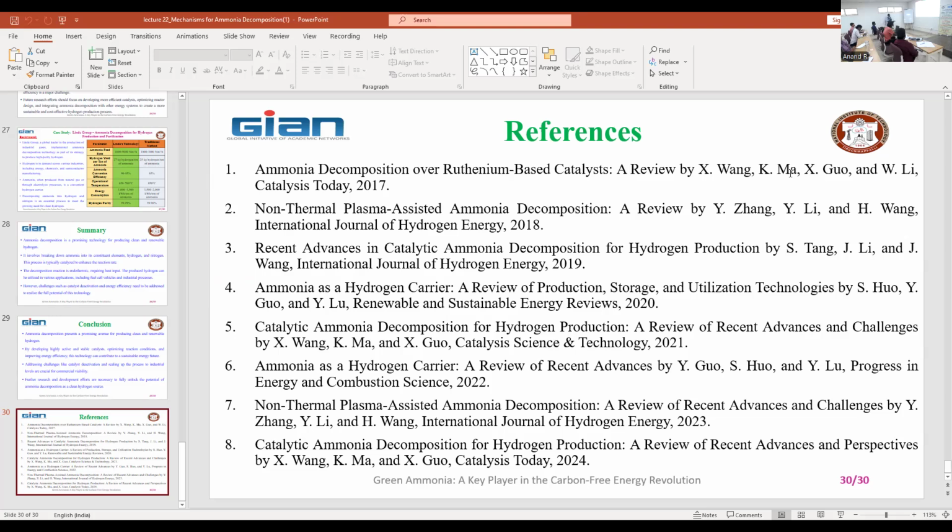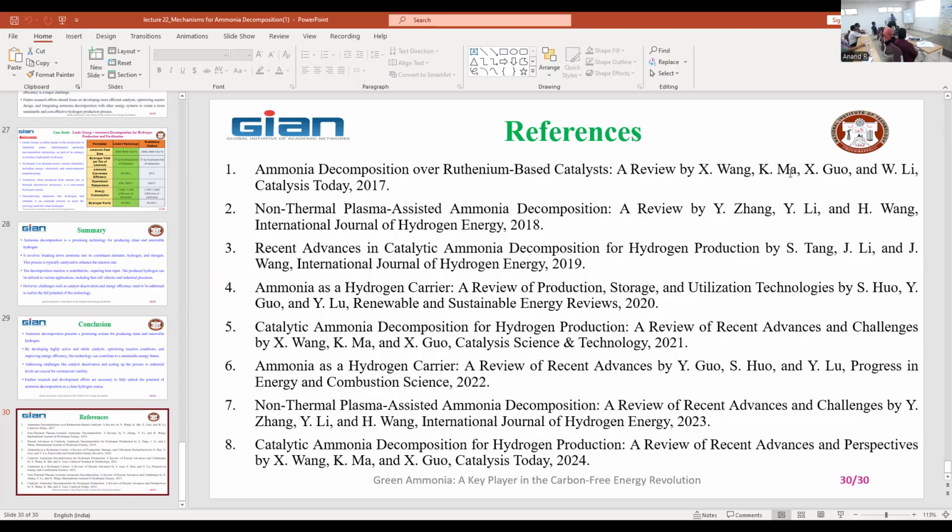In the last lecture we focused on producing ammonia from hydrogen, with different methodologies. Now that you have hydrogen and ammonia, you can either use the ammonia directly as a fuel, or decompose it and use the hydrogen in a fuel cell. So the conclusion from this presentation is you can use it for any application.